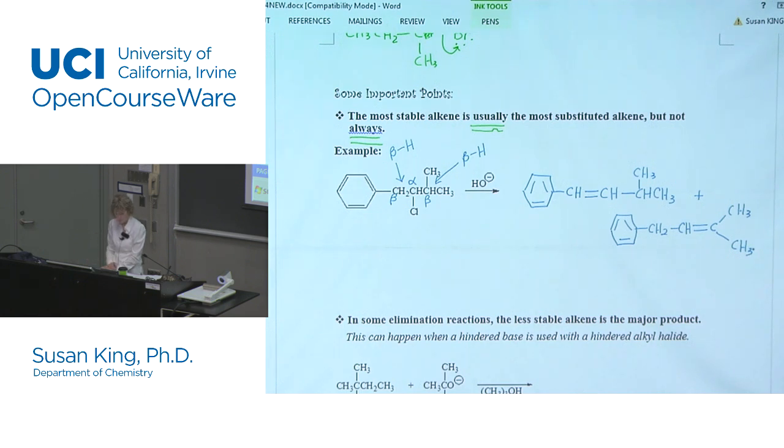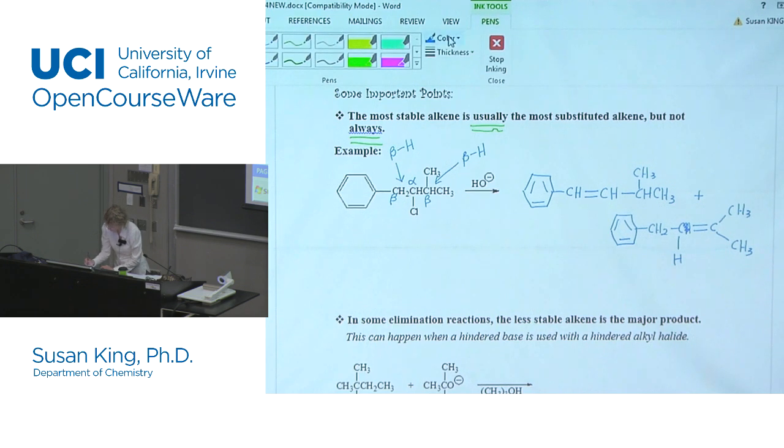Which one of those is the most substituted? First one or the second one? It may be easier for you to see if I put the hydrogen in. How many R groups are bonded to this compound here? We've got methyl, methyl, and hydrogen. Okay, so there's three. This one has two alkyl groups bonded to the alkene.